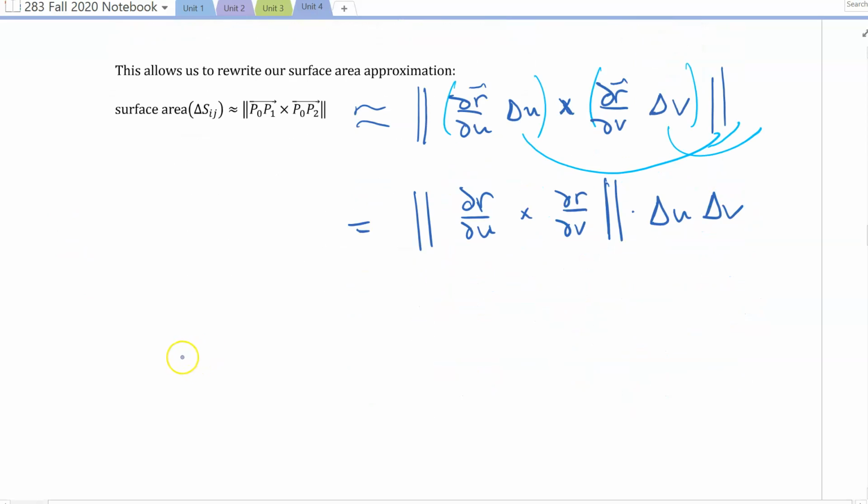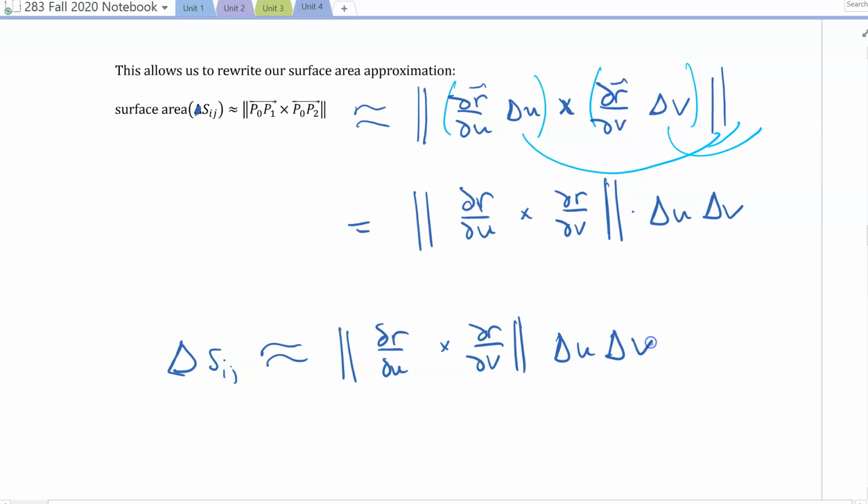All right, so what we're going to say then is, when we look at delta S sub ij in the Riemann sum, that means the surface area of that patch. We're going to replace that, because it's approximately equal to exactly what we have here: the length of that cross product vector times delta u times delta v. All right, so let's continue on then.